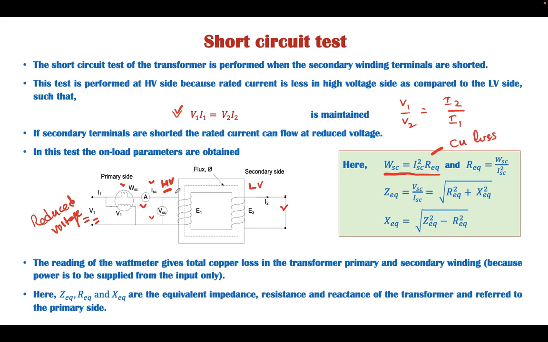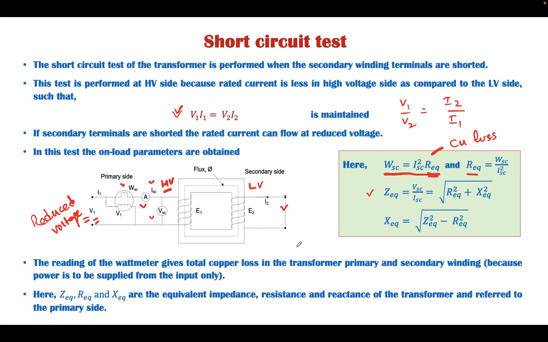In the case of a transformer, whatever loss has occurred has been supplied from the input supply, and hence whatever the resistance of the transformer is that causes loss in the transformer is considered as equivalent resistance, and that equivalent resistance is calculated by rearranging this equation as WSC upon ISC square.